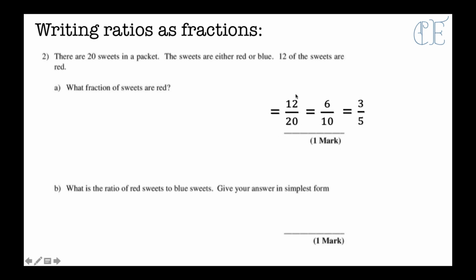Like I said, you would get the mark for this because it doesn't ask you to put it in its simplest form. However, B says, what is the ratio of red sweets to blue sweets? Give your answer in its simplest form. So we know that there are 12 red sweets, okay? And if there are 20 sweets altogether, then there must be 8 blue sweets, okay? 12 plus 8 equals 20. If I cancel that down, we can half it, giving us 6 to 4. And we can also half it again, giving us 3 to 2. So this is what is going to get you just 1 mark, unfortunately. But it's an easy question, so please don't skip them.